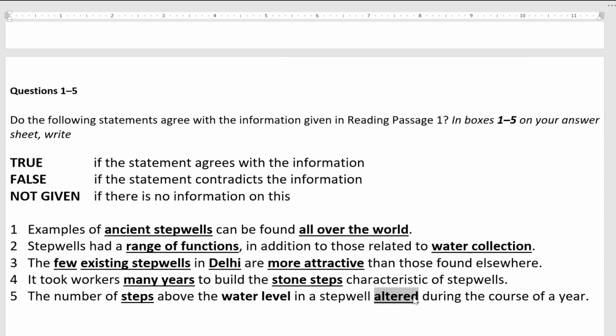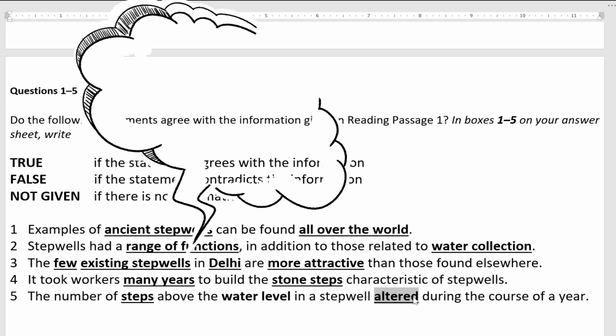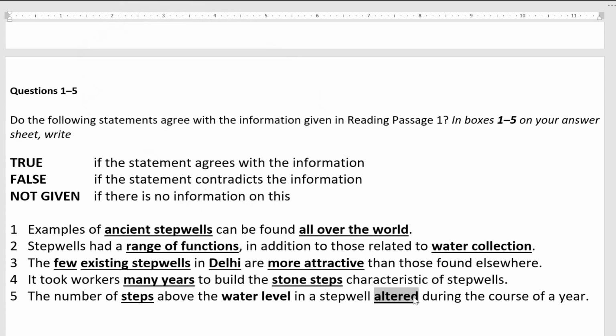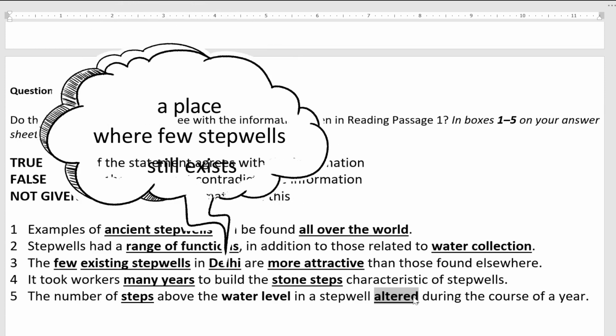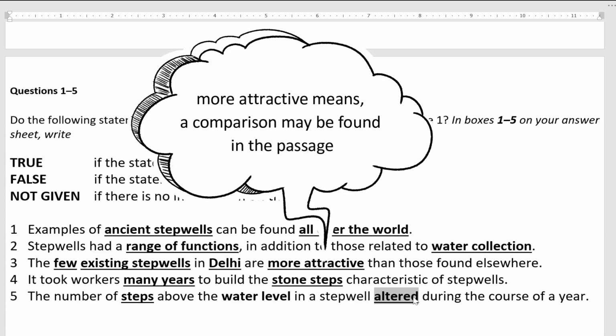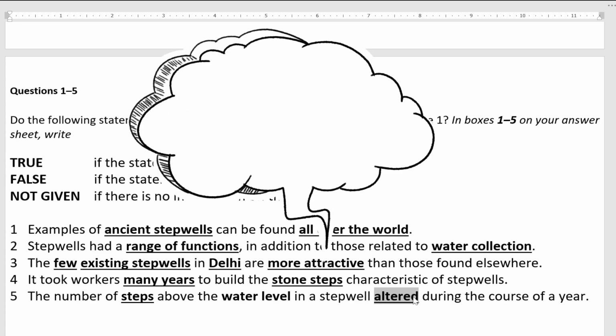In the third question, we have got three keywords: few existing stepwells means something may be mentioned in the passage about the existing stepwells. In Delhi, a place. More attractive means a comparison may be found in the passage.